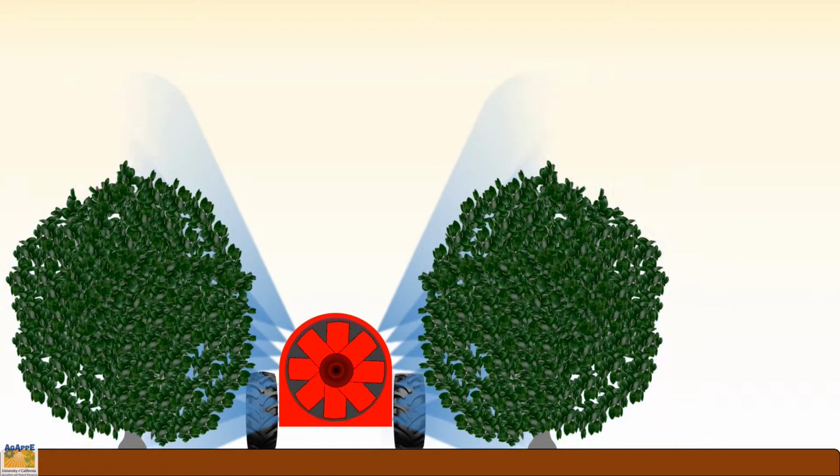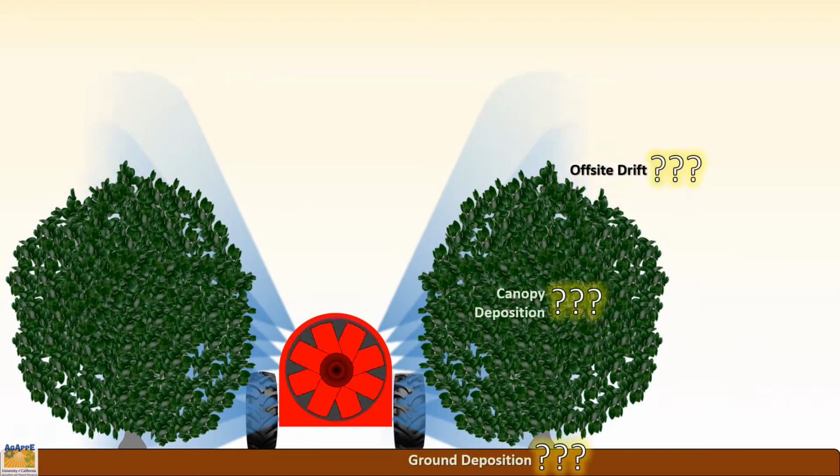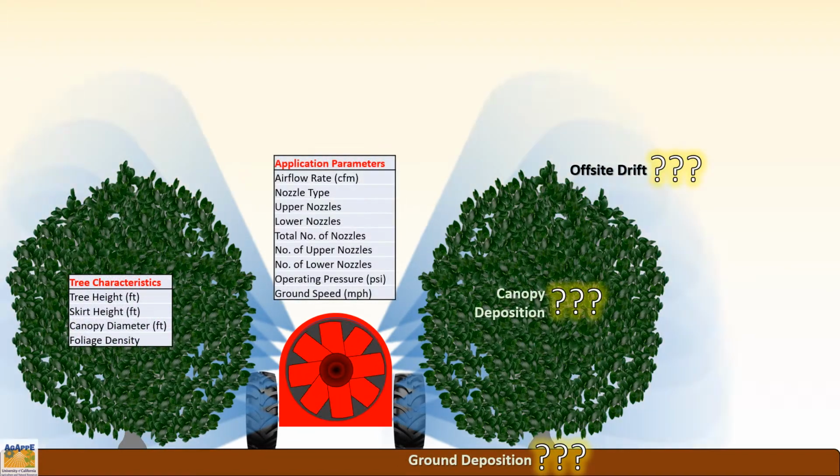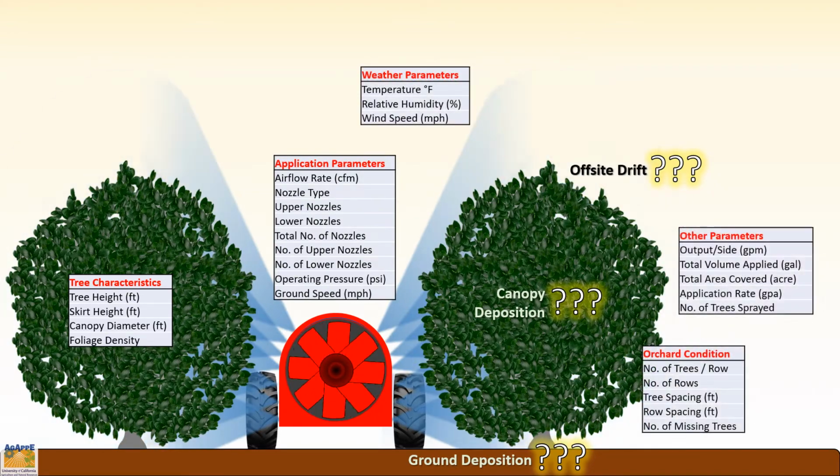But even after taking care of all of these, the outcome of the application can be uncertain due to the complex interaction of the influential factors. How can we estimate on-target canopy deposition and off-target ground loss and drift, for planning and evaluation purposes, for the wide range of situations that could exist? Different tree characteristics, different orchard conditions, a wide combination of application parameters, and a host of weather conditions. Even with several years of experience, this is practically impossible without using a tool.